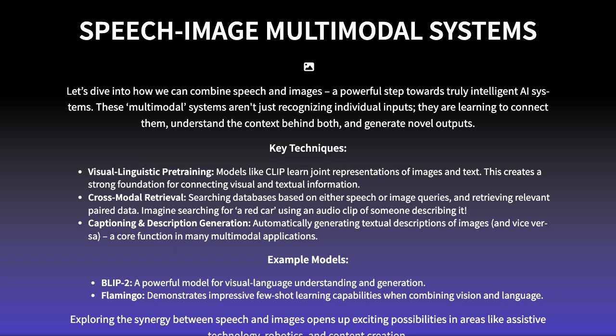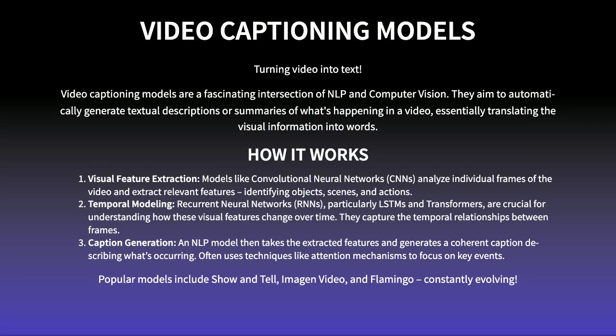And, of course, there's automatic captioning, teaching machines to describe what they see and hear. There are some really impressive models out there like BLIP-2 and Flamingo that are pushing the boundaries of what's possible with this kind of multimodal learning. It's a field ripe with potential, especially when it comes to things like helping people with disabilities or even creating new types of content.